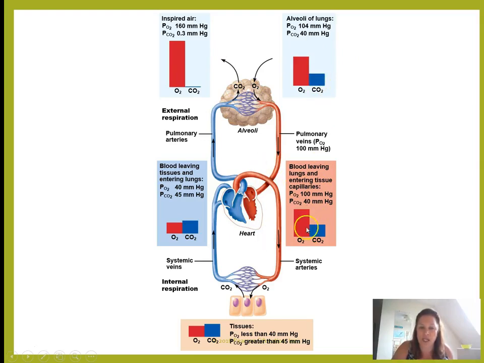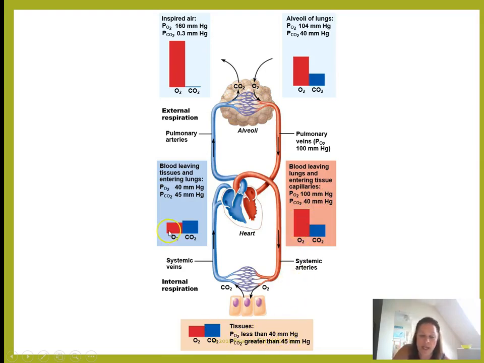It goes into the heart, it goes down to the tissues. Now, here in the tissues, the partial pressure of oxygen is less than 40, right? The partial pressure of oxygen in the blood is 100. So that means it's going to go from the 100, from the blood, into the tissue, which has 40. Notice that the carbon dioxide number is higher, 45, in the tissue. Notice that it's 40 in the blood. What's going to happen? It's going to go from the tissue, 45, into the blood.